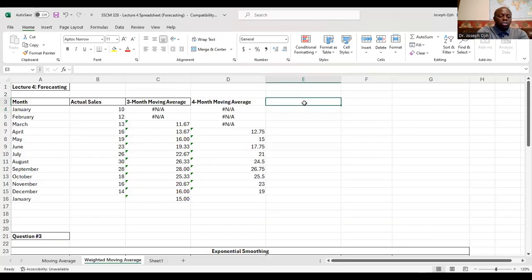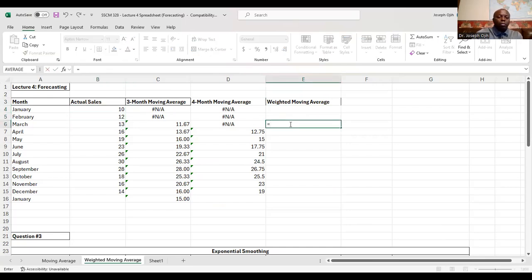Weighted moving average for this company. Okay. Now, let's start from the first one. But you see 3 months. So this is the first month, second month, and third month. So the third month is March. So we start from the month of March.